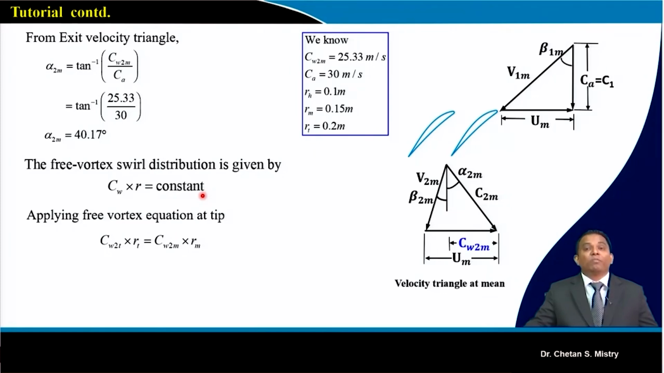That will give us the idea to calculate the change of Cw2 at mid station, at tip and at the hub. So let's calculate what is happening at the tip. It says my Cw2 at the tip is 19 meter per second.